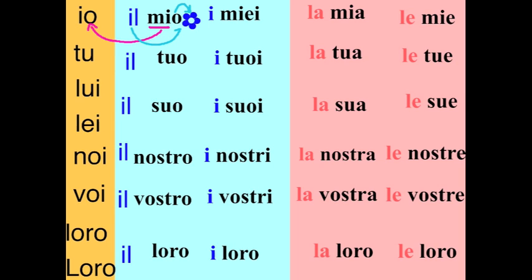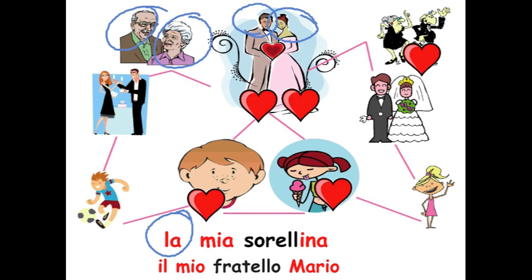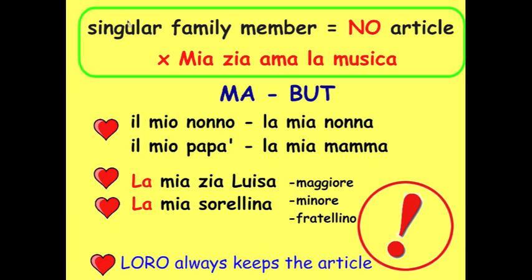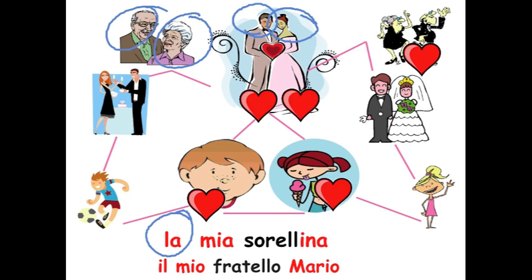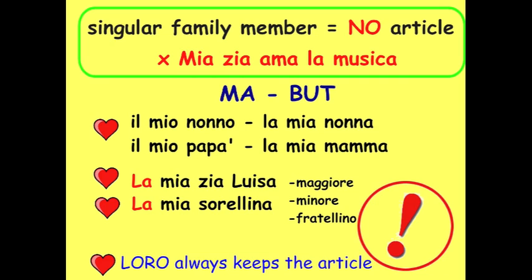We have some issues when we are dealing with family members. The general rule is that if you have a singular family member, there's no article. So you say, mia zia ama la musica. My aunt loves music. But there are three big exceptions. One is the close family members right up here. So mamma, papà, nonno, and nonna. These four words take the article.